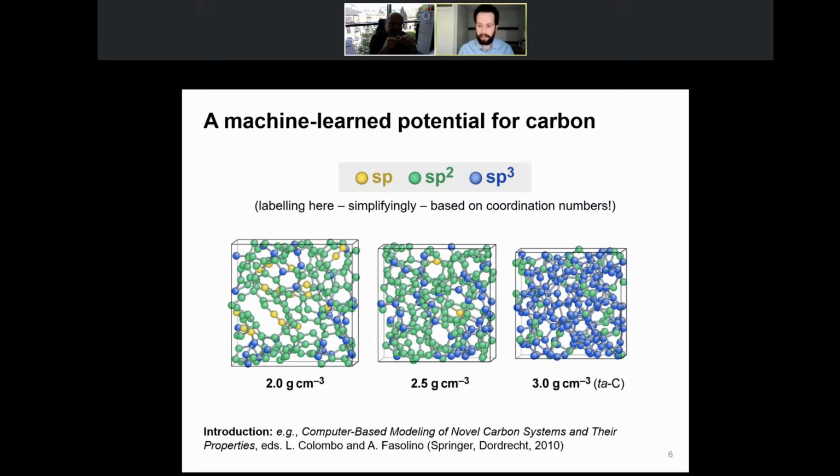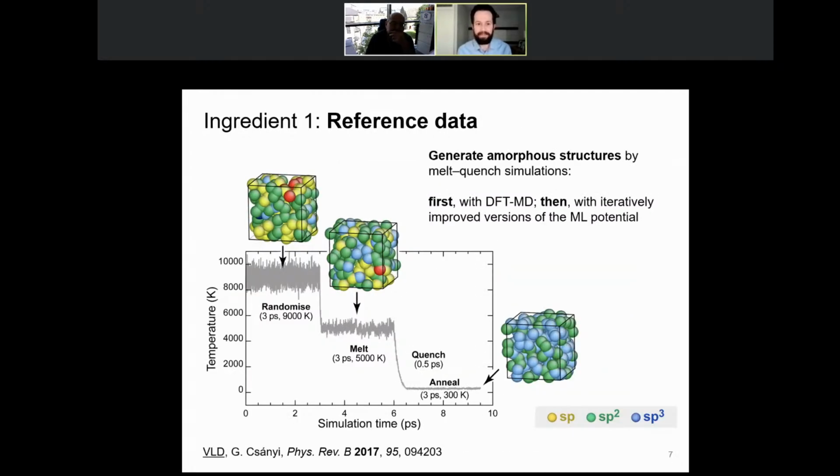That is amorphous carbon. So the chemists know this way of talking about sp, sp2, and sp3 atoms depending on the coordination numbers, and you can have all these types of environments in amorphous carbon depending on how dense you make the sample. And I remember when I had just arrived at Cambridge, I probably spent a week just in the library reading this book here and finding out all the exciting things about amorphous carbon, and it's been with me ever since.